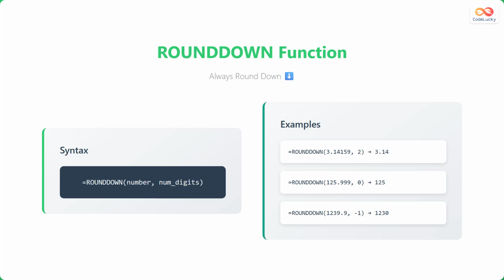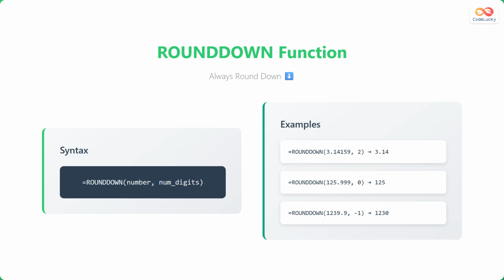Now let's explore the ROUNDDOWN function. The ROUNDDOWN function rounds a number down, toward 0, to the specified number of digits. Here's the syntax: =ROUNDDOWN(number, num_digits). The number argument represents the numeric value you wish to round down. The num_digits argument indicates the number of digits to which the number should be rounded. Here are some examples of the ROUNDDOWN function.